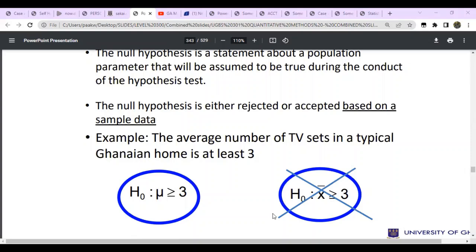Who can tell me the definition of this symbol here, the S bar? The definition of S bar. So if mu is population mean, what is S bar? S bar is also a mean. So is this a population or a sample mean?